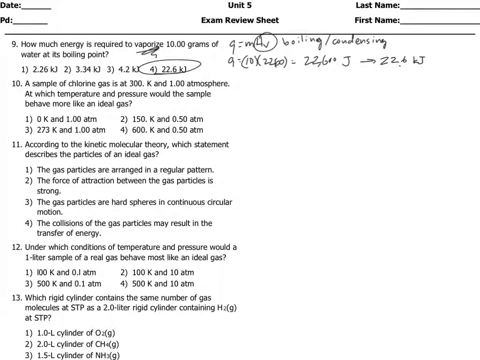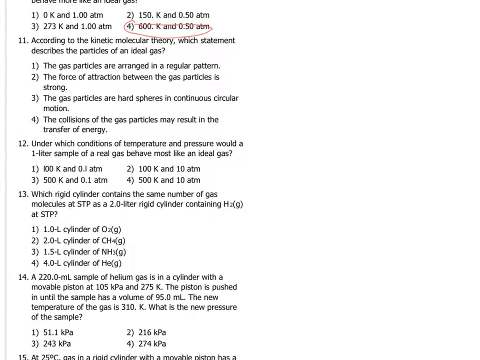So for number 10, we have a sample of chlorine gas at 300 Kelvin and 1 atmosphere. At which temperature and pressure would the sample behave more like an ideal gas? You can promote ideal behavior from a gas by increasing its temperature and decreasing its pressure. So we would want to increase the temperature above 300 and decrease the pressure below 1. I think the best answer choice for this one is 4, because 600 represents an increase in temperature and half an atmosphere represents a decrease in pressure.